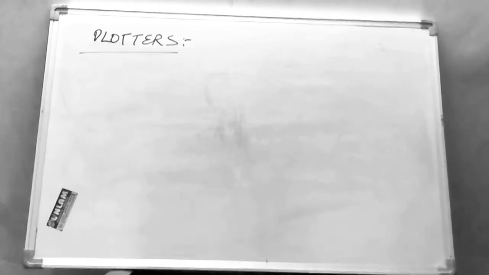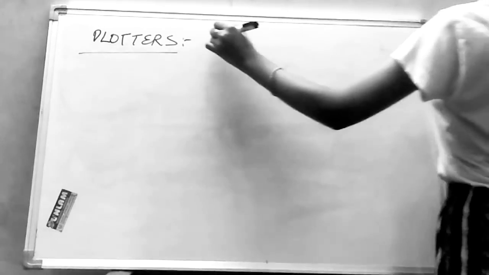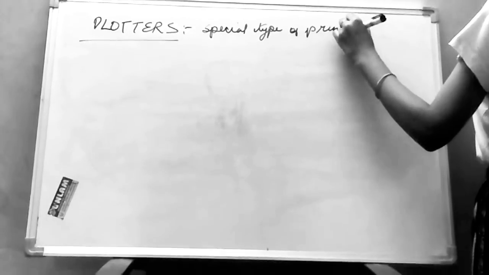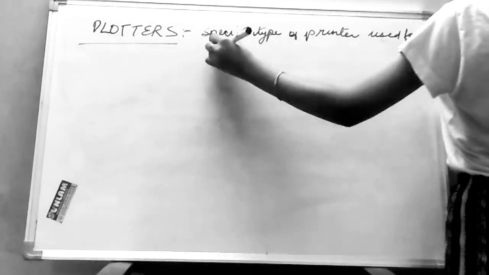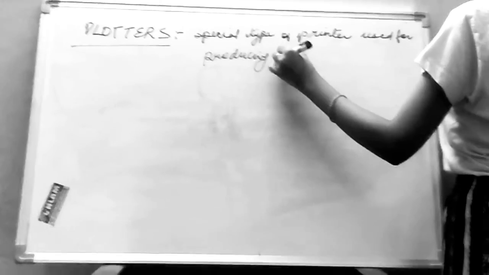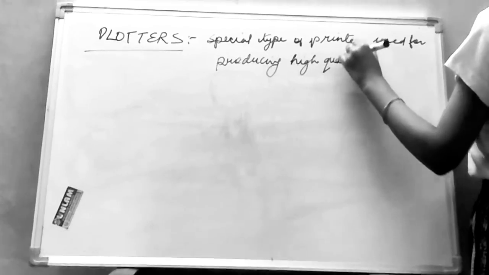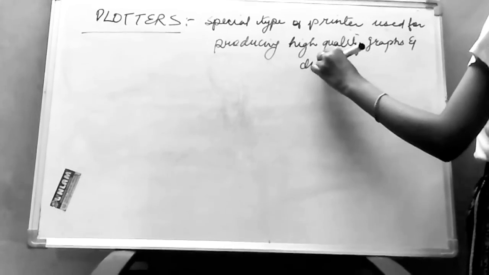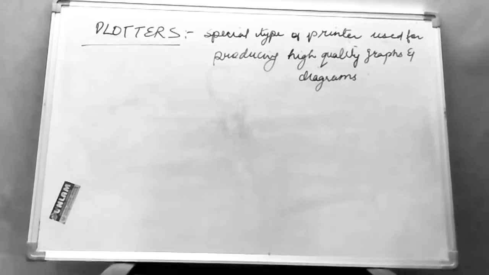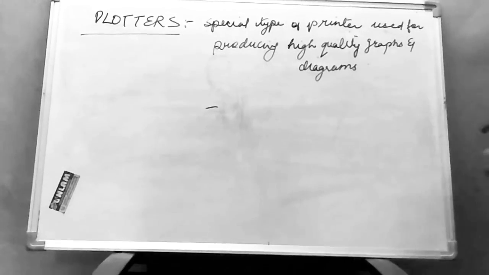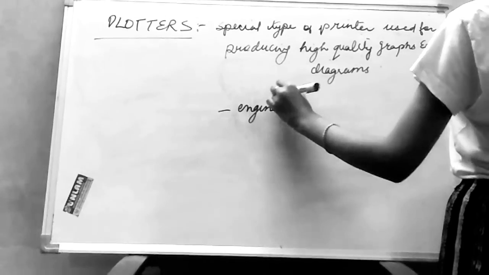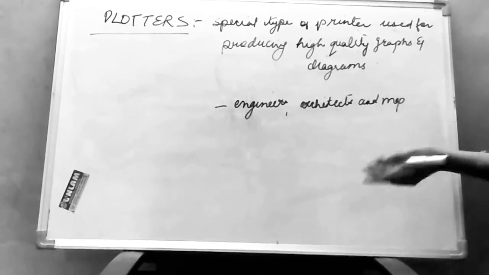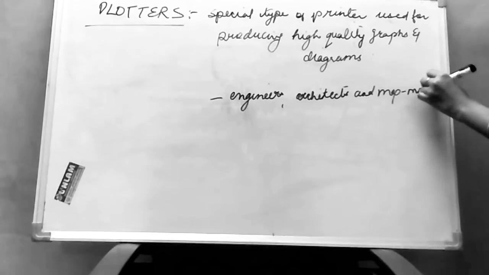Next is the plotter. It is also an output device. A plotter is a special type of printer that is used for producing high quality graphs and diagrams. These plotters are mainly used by engineers, architects, and map makers. Why do they need this? To plot a plan.